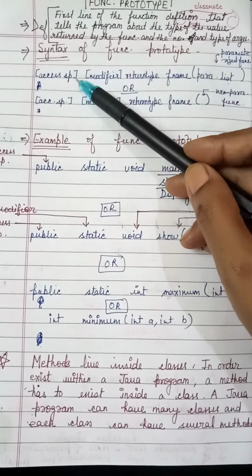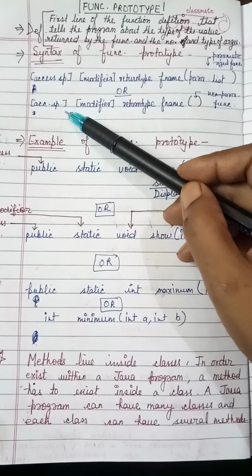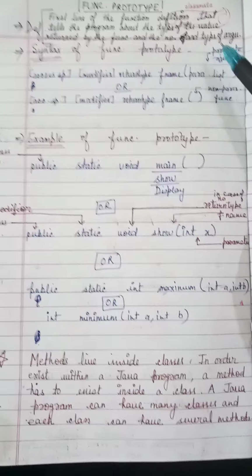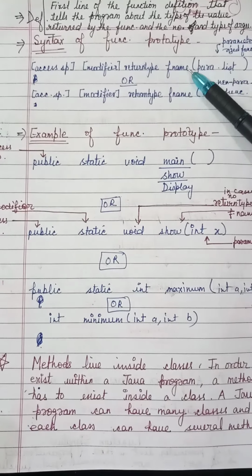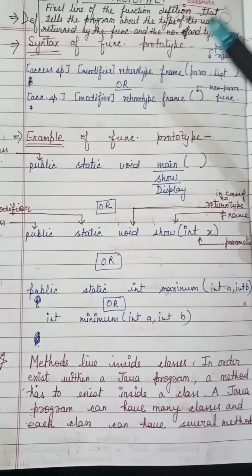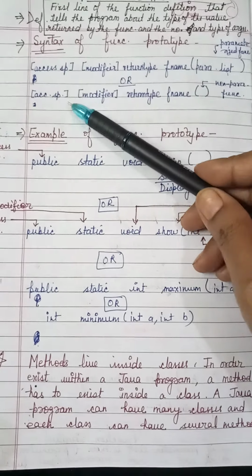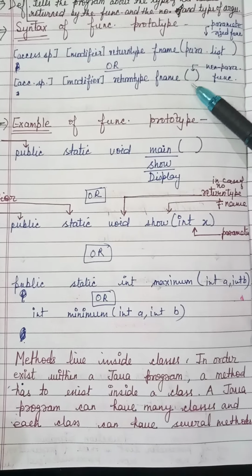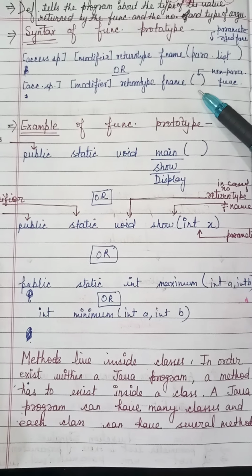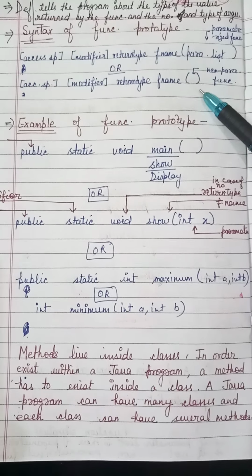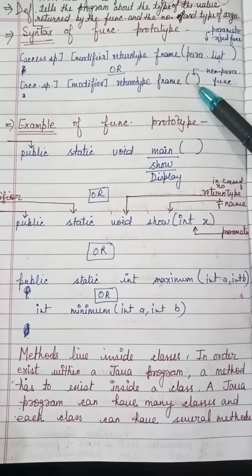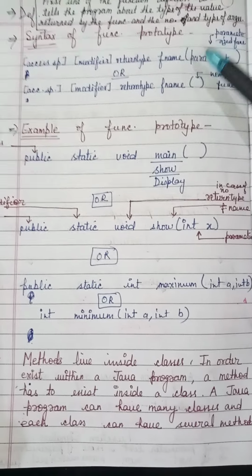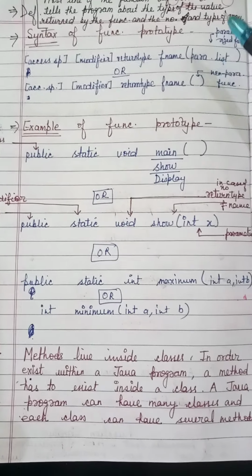But the braces and the body of the function are not here, as only the first line of the function definition is the function prototype. So this one is the syntax of a function prototype, or you can write it like this also: access specifier, modifier, return type, function name. Non-parameterized function: empty parentheses are there, it means non-parameterized function. This one is the prototype of a non-parameterized function, and this one is the prototype of a parameterized function because the parameter list is there.